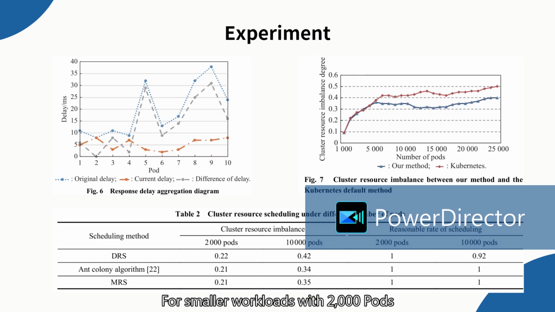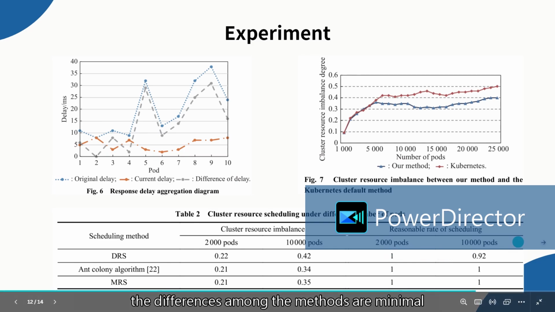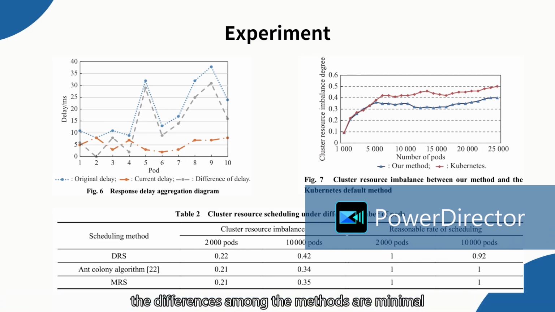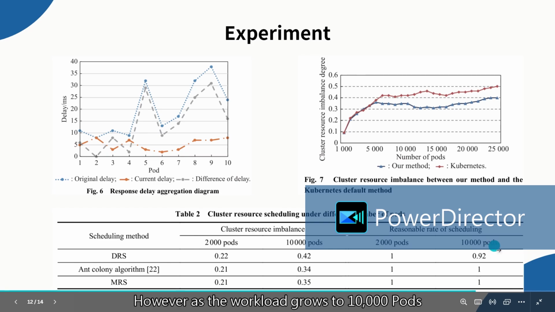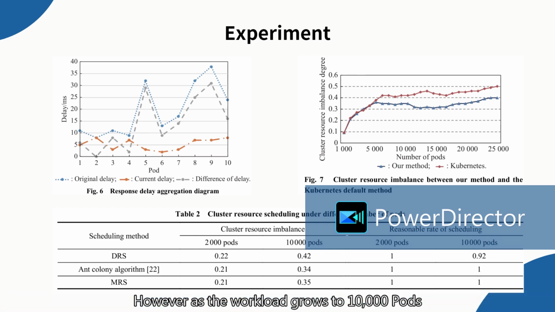With 2,000 pods, the differences among the methods are minimal. However, as the workload grows to 10,000 pods, MRS demonstrates significant advantages. It maintains a high reasonable scheduling rate of 1, similar to the ant colony algorithm, but achieves lower complexity and better resource balance than the default method.